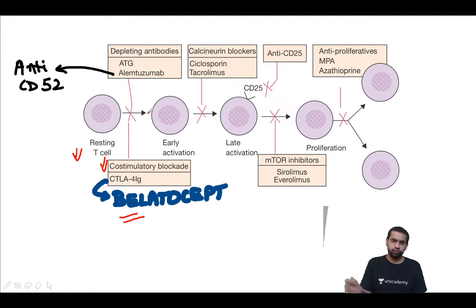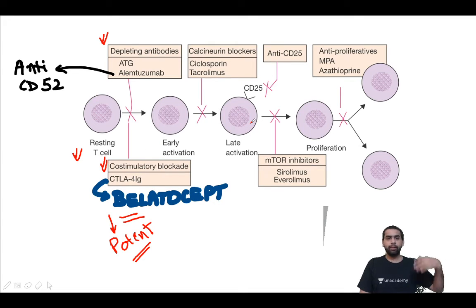This is acting very much ahead in the progression of these T cells. So whatever drugs are acting on this particular level, which are the depleting antibodies and the co-stimulatory blockers, these are very potent drugs. So if somebody asks you which of these is a very potent drug, the answer is alemtuzumab, ATG, these are the depletion antibodies, and then we have the co-stimulatory blockers. Are you understanding my point? Why are they very potent? Because they are restricting the growth of the T cells or the maturation of the T cells right at the beginning. They are very potent.